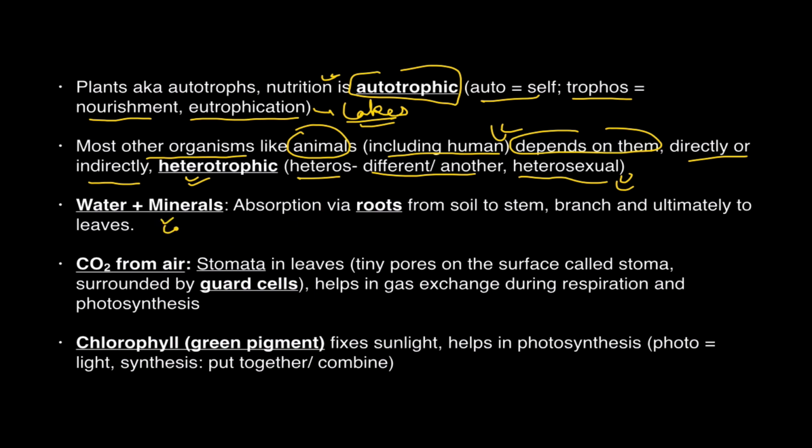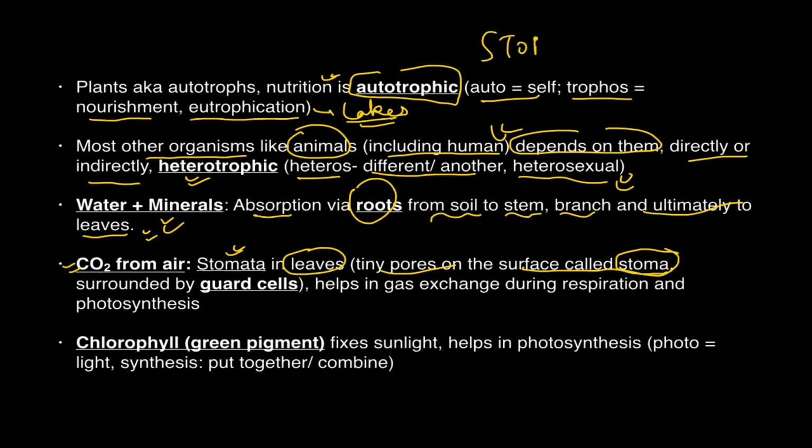Now water plus minerals is absorbed via roots and they are transferred from soil to stem to branches and ultimately it reaches the leaves. Now carbon dioxide from air is absorbed through the stomata in leaves, which are tiny pores on the surface. They are also called stoma. So basically stomata is divided into two parts. One is called stoma, plus the other is called guard cells, GC, guard cells.